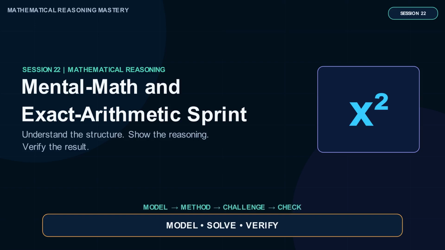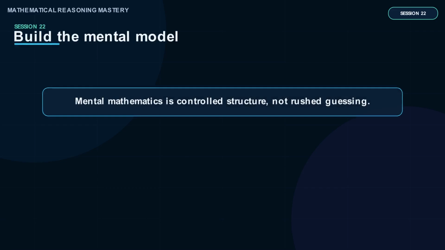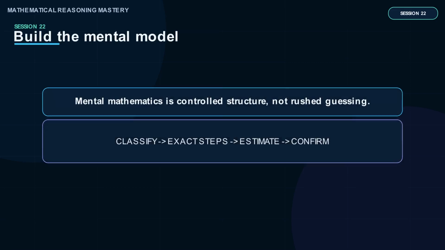Keep a pencil ready. We will build a mental model, use a repeatable method, solve a demanding example, diagnose an error, and finish with an independent checkpoint. Start with this principle. Mental mathematics is controlled structure, not rushed guessing. Use this visual structure. Classify, then exact steps, then estimate, then confirm. Read every symbol and label before calculating.